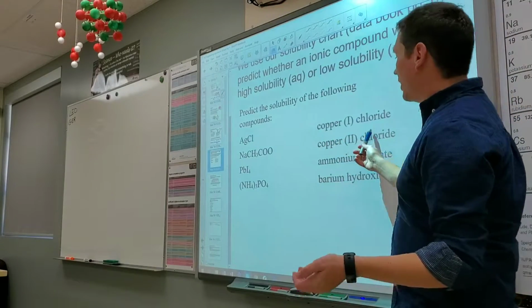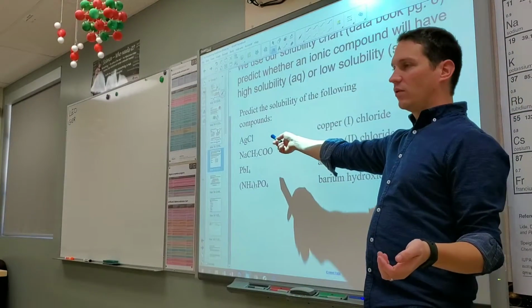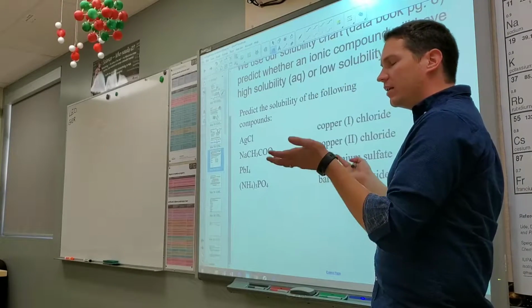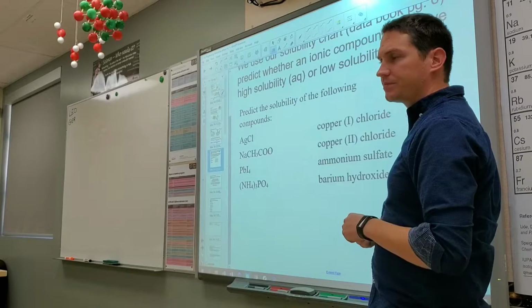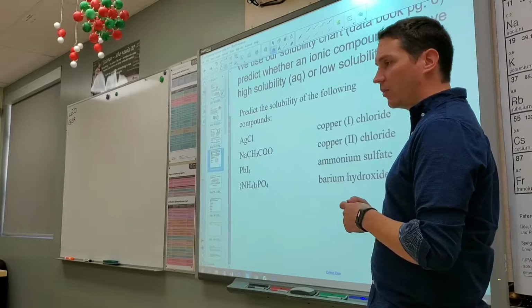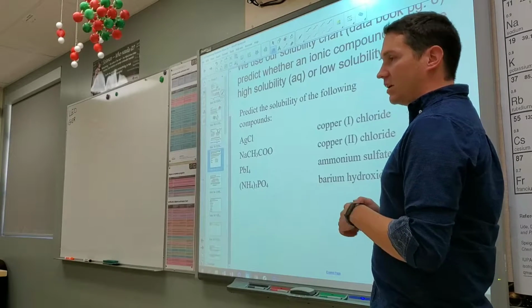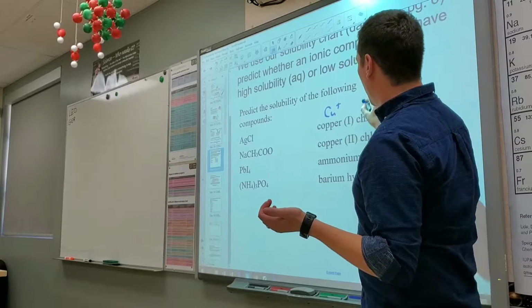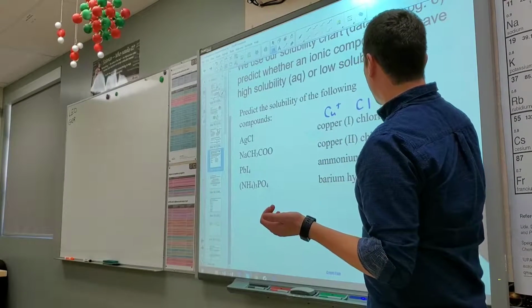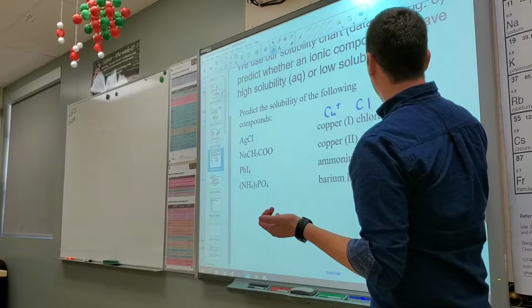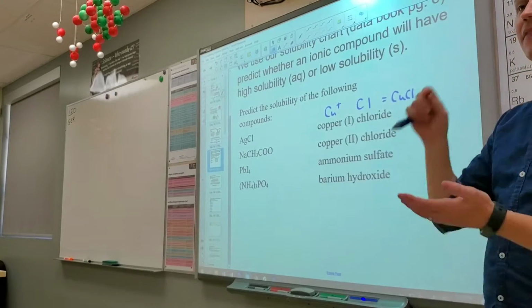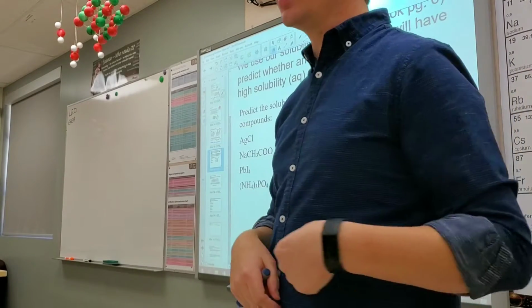Copper 1 chloride. We're not going to worry about silver chloride. We're going to do copper 1 chloride. What does a copper 1 chloride compound look like? What's the formula for copper 1 chloride? CuCl. Just CuCl. It's copper 1, and chloride gives us copper 1 chloride. So what I want to know is, is this thing going to have high solubility or low solubility?